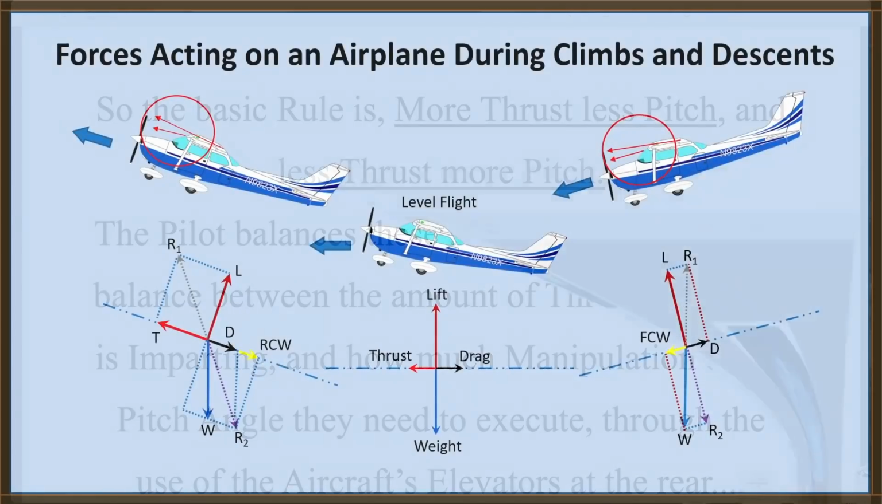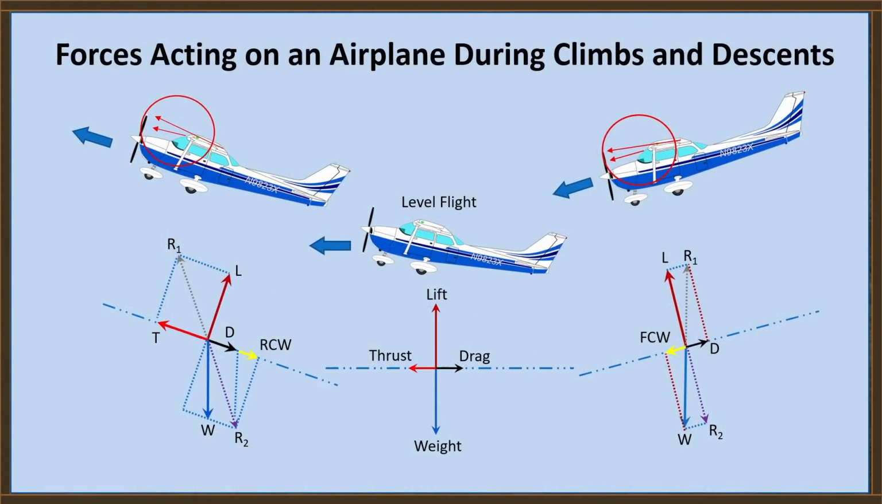Okay. Brian is still confused about the relationship between lift, weight, thrust, and drag. So let's see if we can help him out. Brian, you said more thrust, less pitch, less thrust, more pitch. Well, let's see how that works in an airplane that's climbing. If we start in level flight and increase the thrust, we now have more thrust than we have drag. We've got to add the aft component of weight to make up for the drag that's missing. And the only way we can do that is to change the pitch of the airplane.